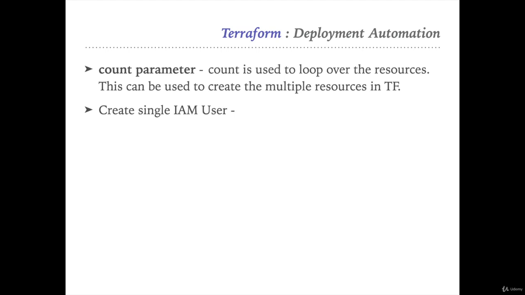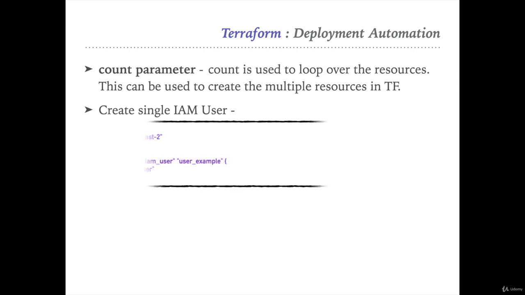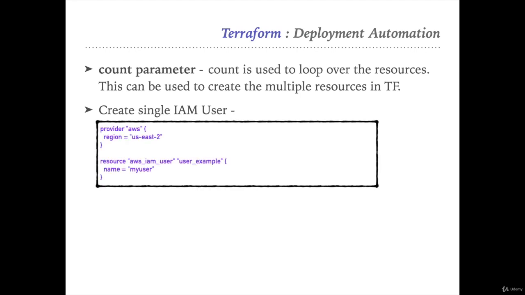Let's take an example of creating an IAM user with the help of Terraform. If you are going to create an IAM user with Terraform, you need to define some syntax like that. You will define the provider, you will define the region, then you will define a resource aws_iam_user. Then you need to define the variable which will contain this resource, and you will define the name of your IAM user. This is the basic syntax to create a basic IAM user.